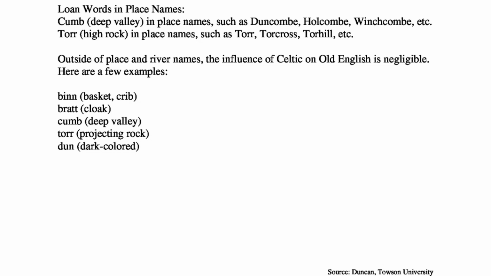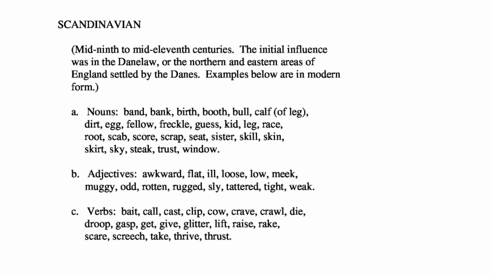Outside of place and river names, the influence of Celtic and Old English is negligible. Here are a few examples. Bin means basket, brat means cloak, Hume means deep valley, Tor means projecting rock, and Dun means dark colored. These words are borrowed from the Celtic languages.